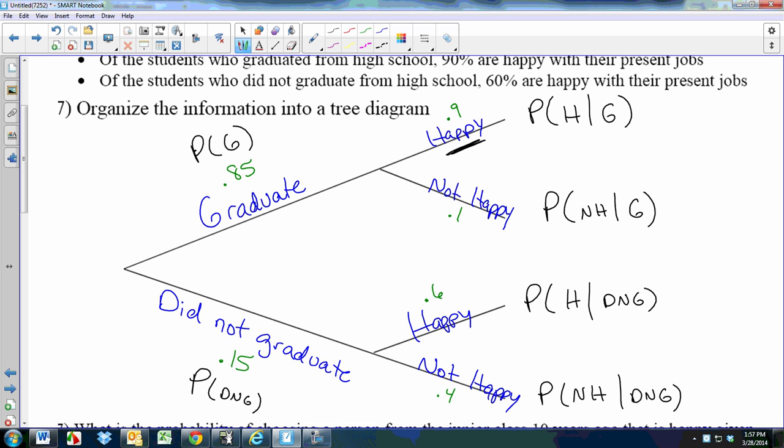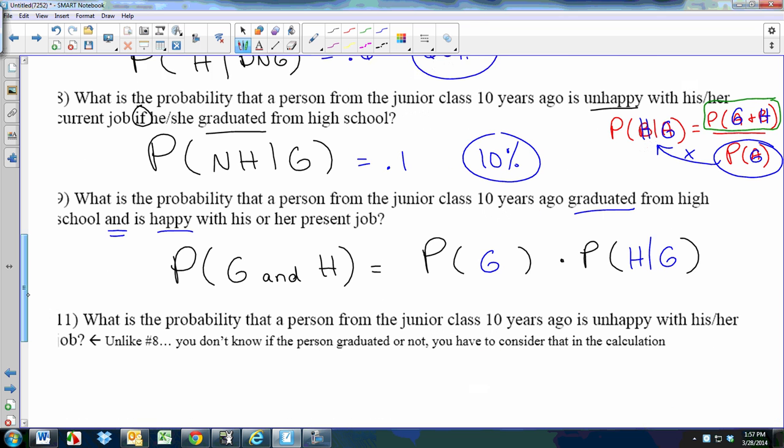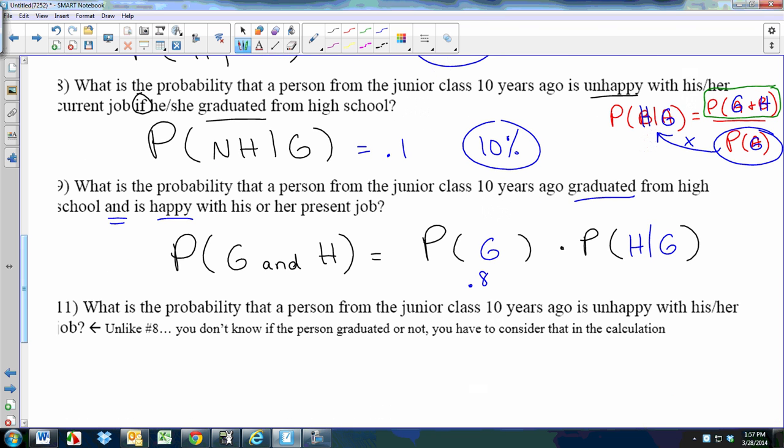But don't those other ones cancel? Oh, so we get 0.85 times 0.9, and the answer is 76.5%. I'm not going to type those in the calculator because we've done enough of percents and decimals and whatnot. You can do that, right?